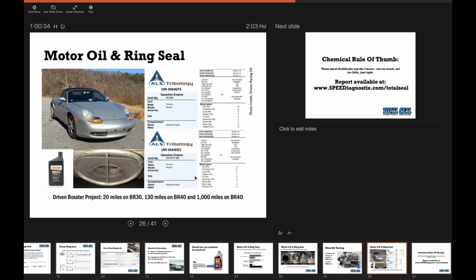I saw that myself with a Nikasil cylinder bore engine, which is going to be the most notorious type to break in. The engine tomorrow we're going to be running in, that 250 single cylinder engine, is also Nikasil, right? And I'm going to be using Driven BR30 to break it in, because I know that oil is very low TBN, high zinc. It's excellent for ring seal, especially in Nikasil engines.